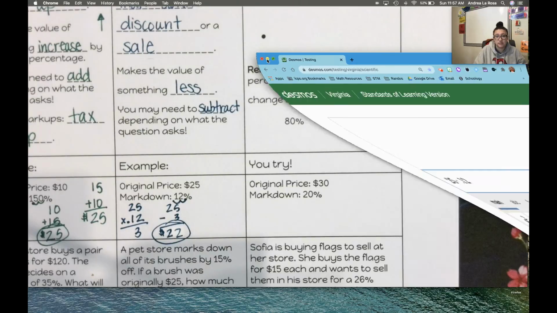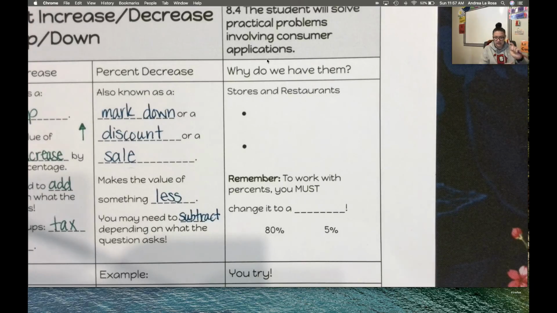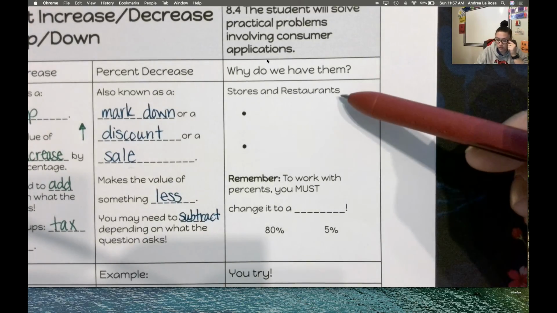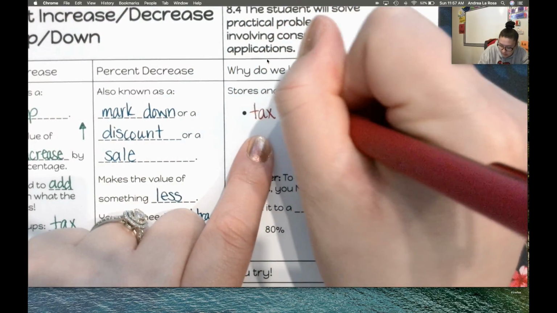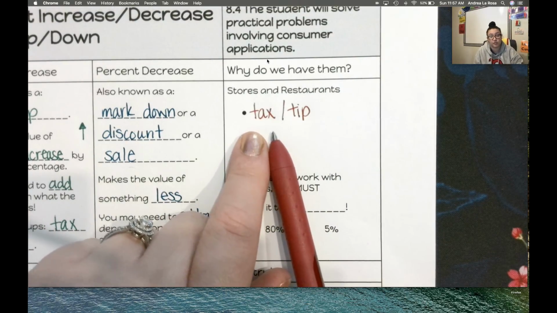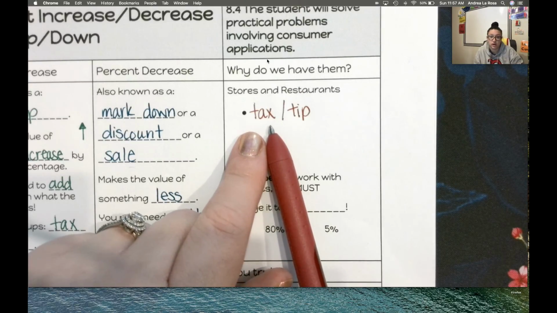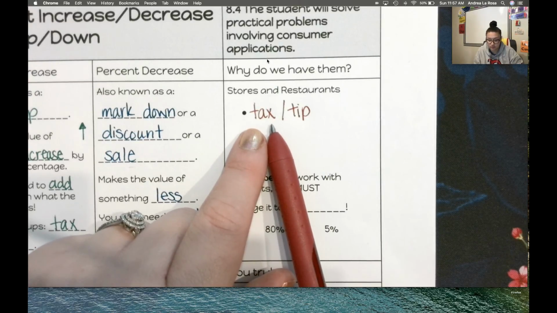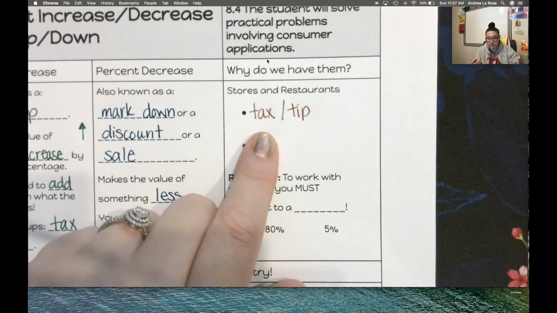Now you might be wondering, why do we do this? Why do we have this markup, this markdown, this tax, this tip, all that stuff? Stores and restaurants, like we said, they have tax and they have tip. Tax is an amount of money that you pay toward the government for services. So when you go out to eat at a restaurant, when you go to shop at the grocery store, sometimes those things are going to be taxed. And that money goes to the government to help pay for things. They help pay for schools, roads, teachers, police officers, firefighters, the library. All that stuff is funded with tax money.